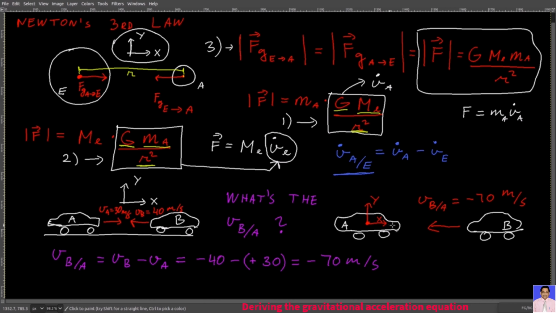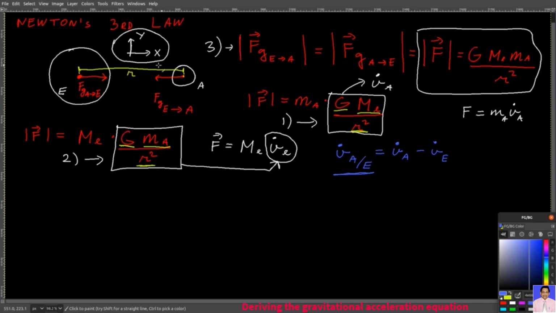When cars crash, then this velocity here is more important than these velocities here. And the same thing here with these planets. It's exactly the same logic. The acceleration of an object relative to the Earth is calculated like this, with this formula here.